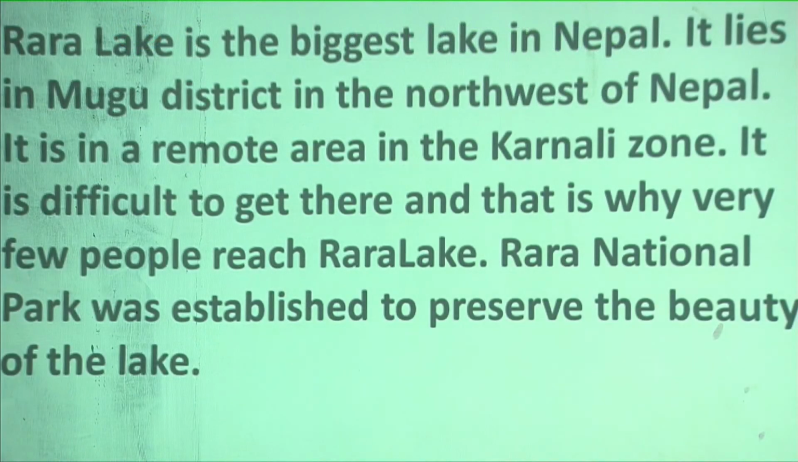Once again, Rara Lake is the biggest lake in Nepal. It lies in Mugu district in the northwest of Nepal. It is in a remote area in the Karnali zone. It is difficult to get there, and that is why very few people reach there, means reach Rara Lake. Rara National Park was established to preserve the beauty of the lake.